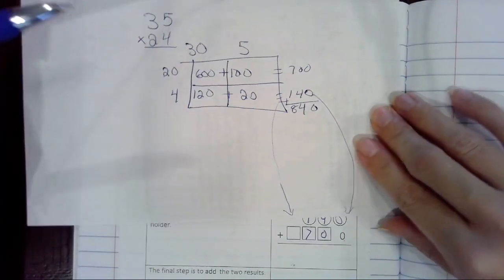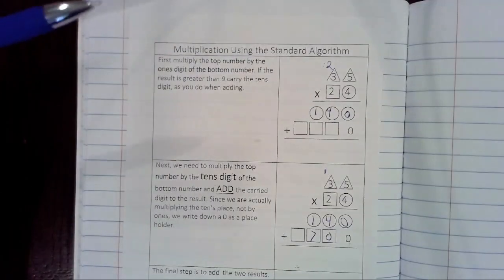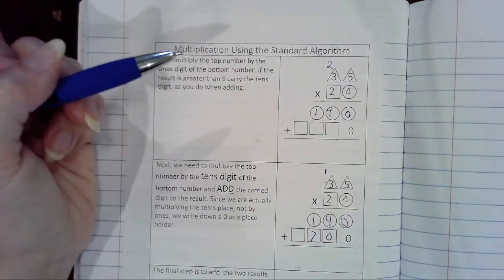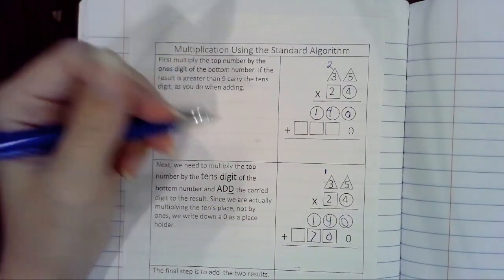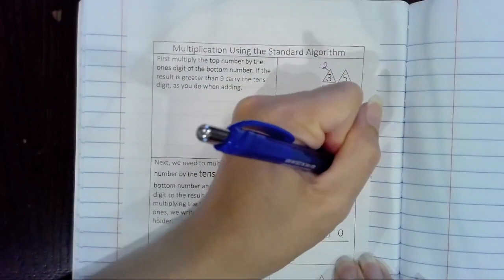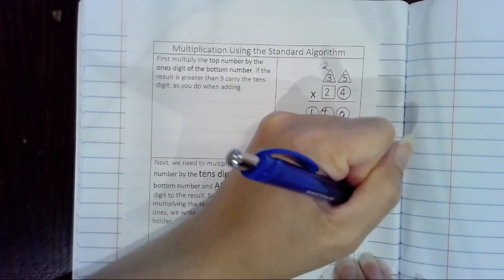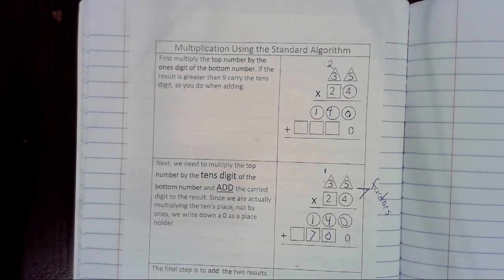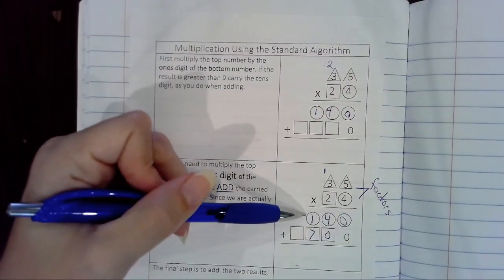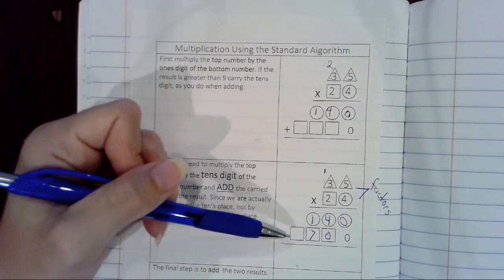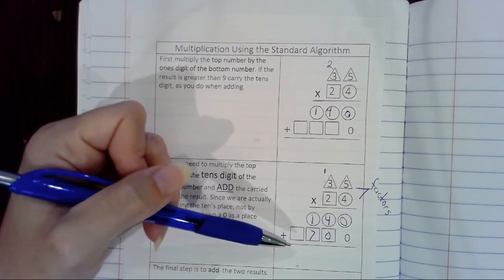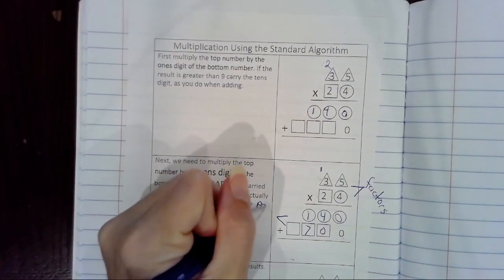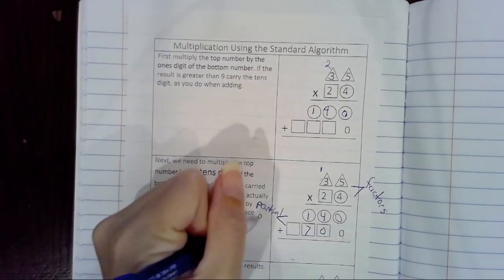Now we have to know some of these terms. So these two numbers that you multiply in a multiplication problem are called factors. So I want you to draw an arrow off to the side and write factors. The two numbers you multiply are always called factors. These two pieces here, they're not the entire answer, but they're pieces of the answer. These are called partial products.